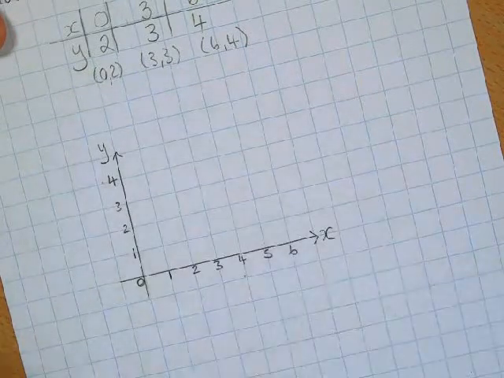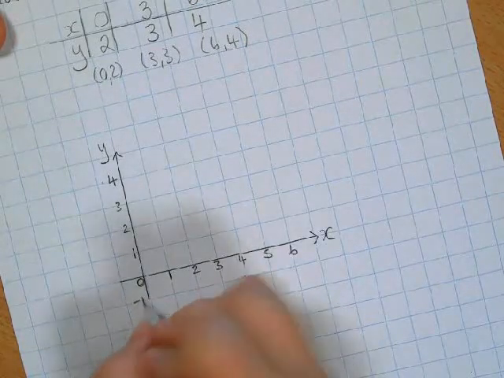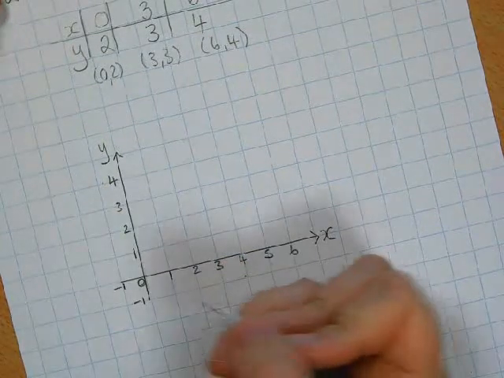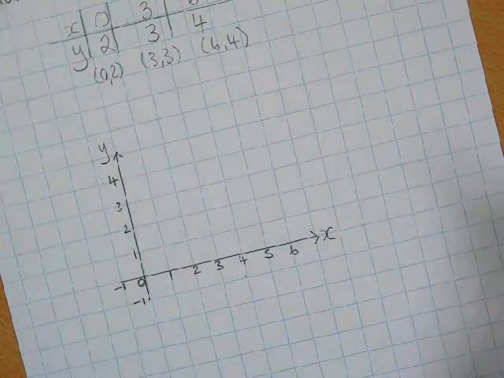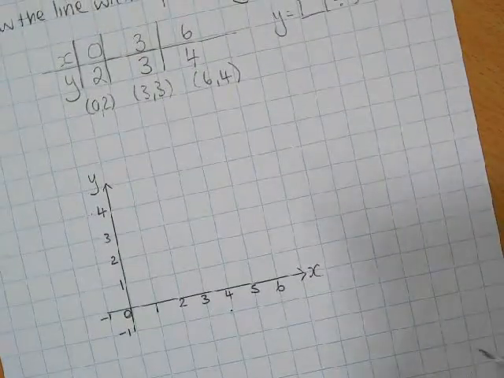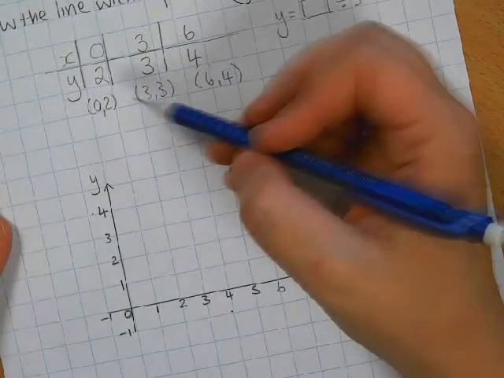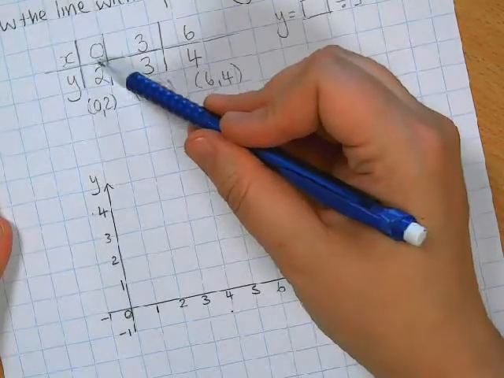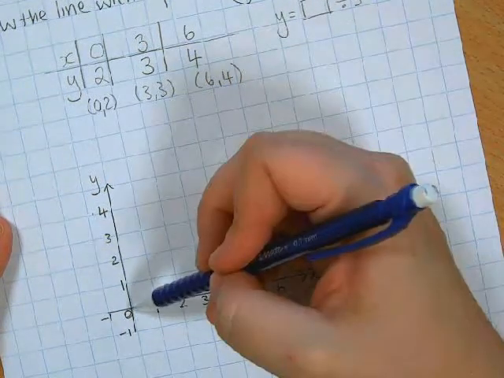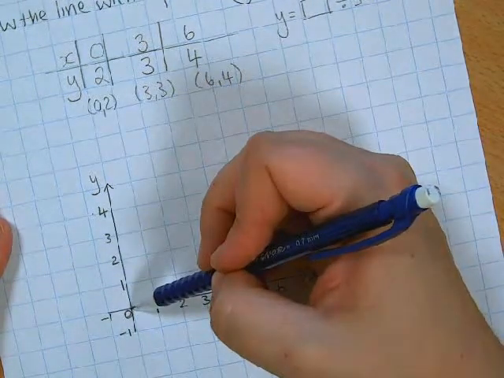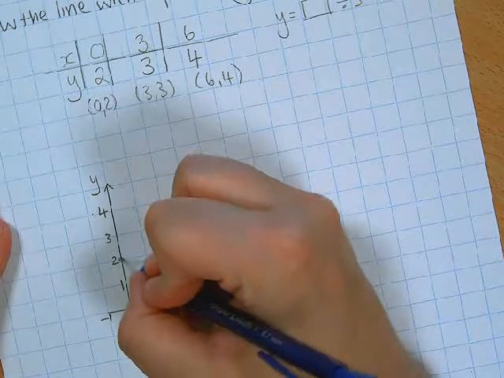And if I was going the other way, then this number down here would be -1, and this one across here would be -1. But I don't have any minuses in my table, so it's not necessary to do that. So then I plot my points. So 0, 2 means when x is 0, so on the x-axis across to 0, and then on the y-axis up to 2. So that's going to be that point there.